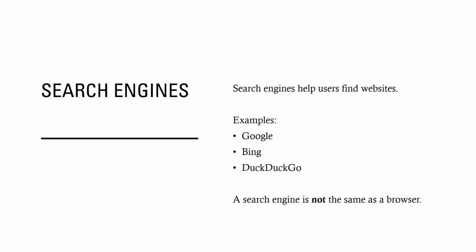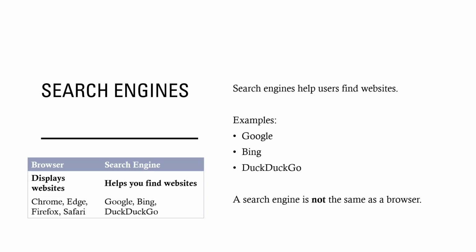So a search engine is a website or an online service that helps you find information on the internet. Instead of remembering the address of every website, you can enter keywords into a search engine. It searches its index of billions of web pages and returns a relevant list of results. The important thing to remember is that a search engine is not the same thing as a browser. A browser is the software you use to access websites. The search engine helps you locate the websites that you're looking for.